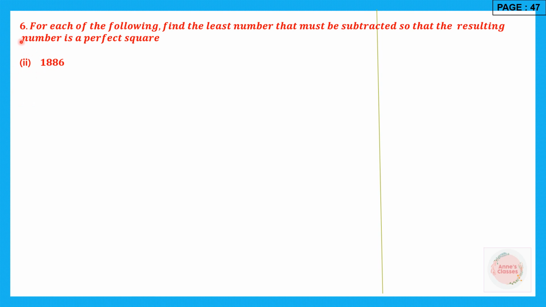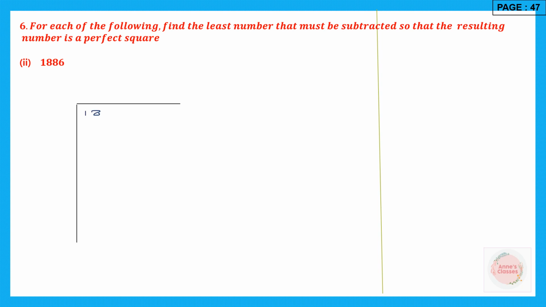The second question under question 6. So here also we have to find the least number that must be subtracted. From this, which is the number that we should subtract to make this a perfect square? Right now it is not a perfect square. So now let's find the square root of this number by the division method.